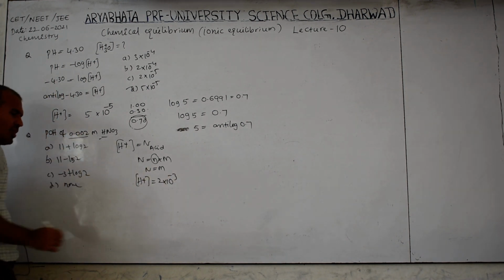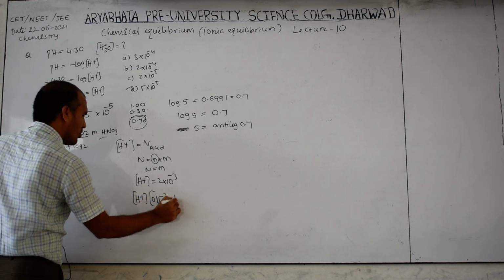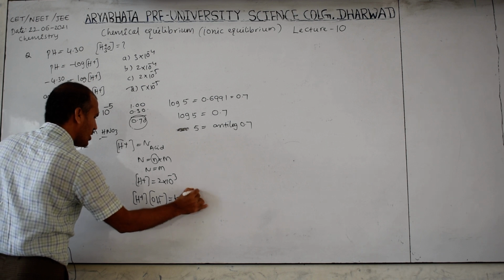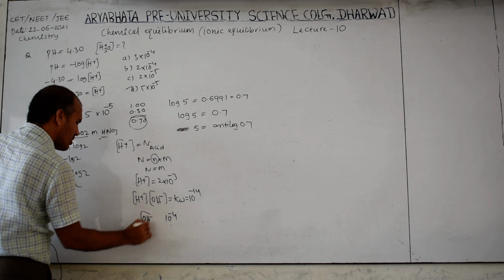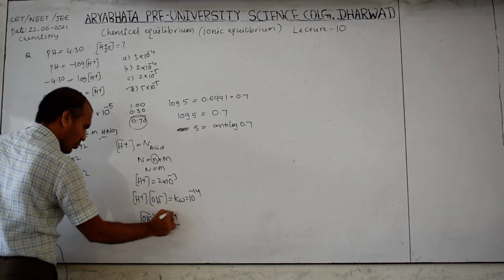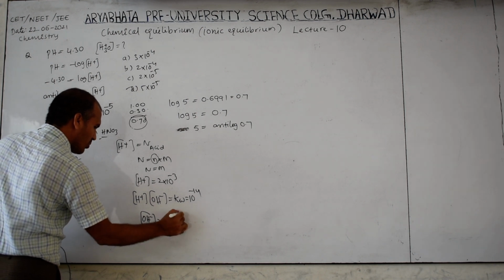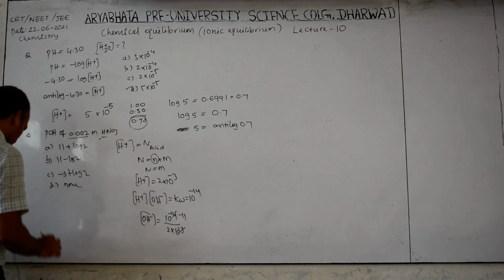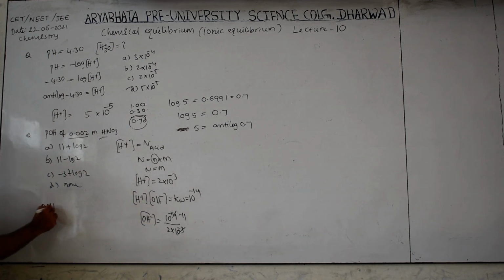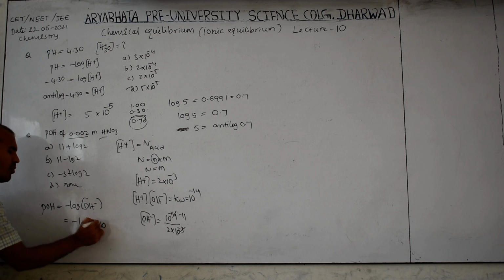Then we know that H plus ion concentration into OH minus ion concentration is equal to Kw, that is 10 power minus 14. Therefore, OH minus ion concentration is equal to 10 power minus 14 by 2 into 10 power minus 3. This is cancelled, and 10 power minus 11 is left. So directly you can put this value, because we know the formula pOH is equal to negative logarithm of OH minus ion concentration. Negative logarithm of 1 by 2 into 10 power minus 11.